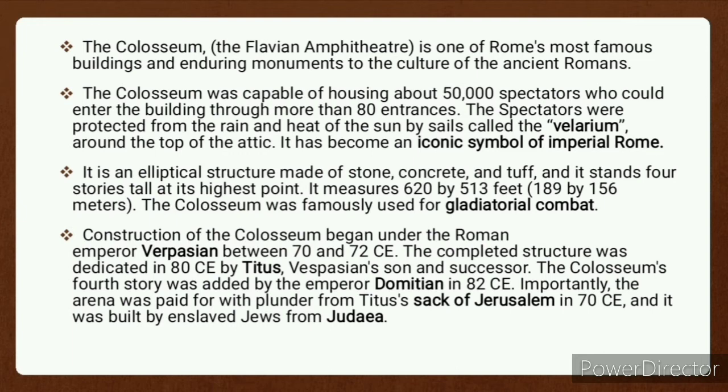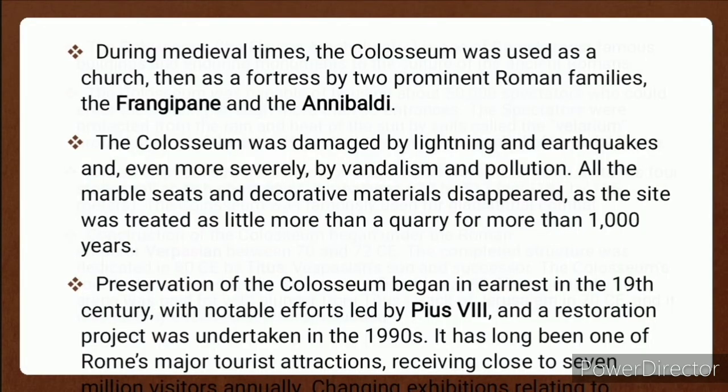The construction of the Colosseum began under the Roman Emperor Vespasian between 70 and 72 CE, and the completed structure was dedicated in 80 CE by Titus, Vespasian's son and successor. The Colosseum's fourth story was added by the Emperor Domitian in 82 CE. Importantly, the arena was paid for with plunder from Titus' sack of Jerusalem in 70 CE and was built by enslaved Jews from Judea.